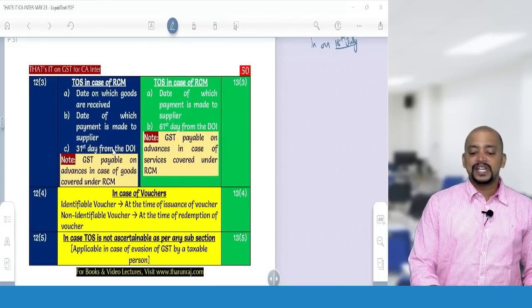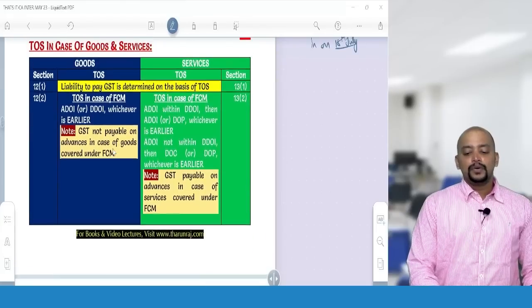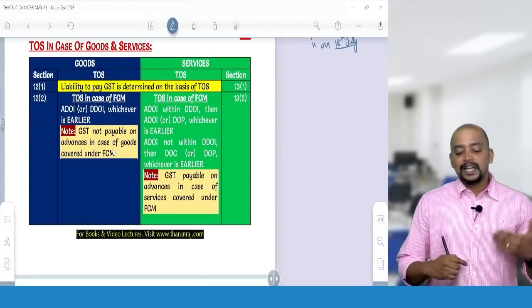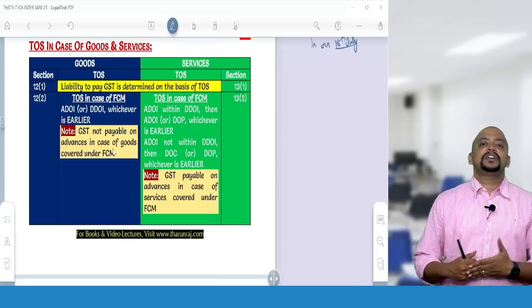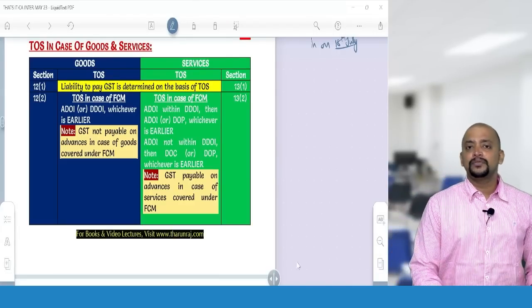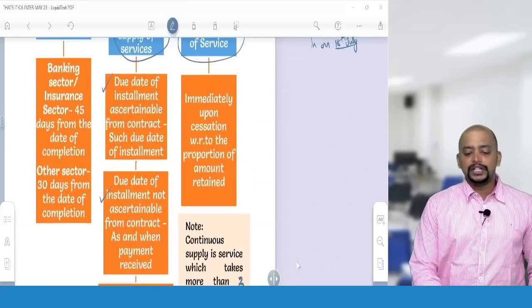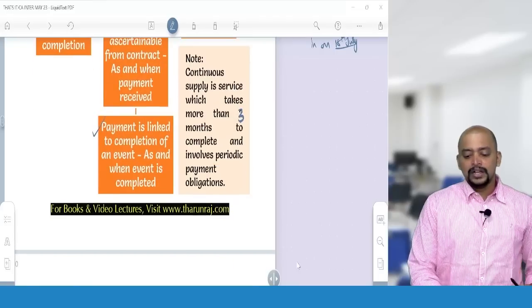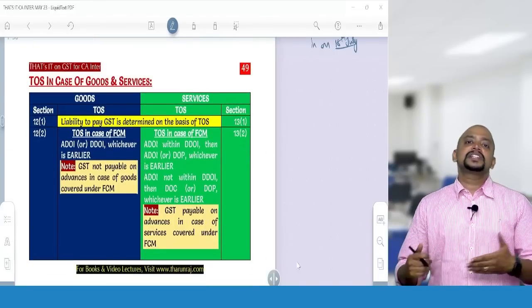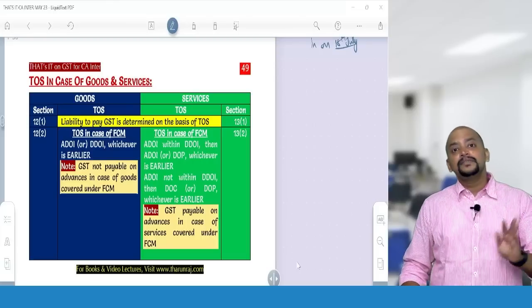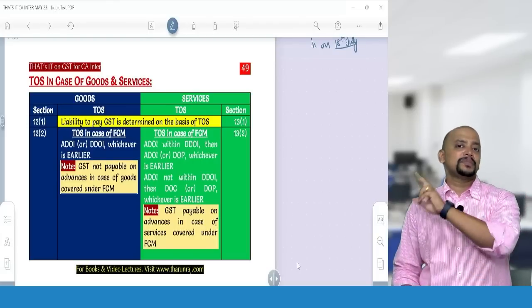Then in case of services covered under FCM, what is the time of supply? Whether the invoice is issued within the due date, yes. Then the actual date of invoice or date of payment, whichever is earlier. How do we know whether the invoice is given within the due date? For that we need to check the due date of invoice. If the invoice is given within this due date, like 30 days or 45 days as the case may be, then we need to take the actual date of invoice or date of payment, whichever is earlier.